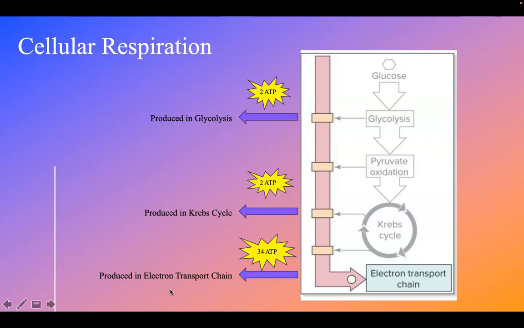We have 2 ATP that are produced in glycolysis per 1 molecule of glucose, 2 ATP produced in the Krebs cycle per 1 molecule of glucose as well, and that same molecule of glucose, once its components have made it to the electron transport chain, will produce a whopping 34 molecules of ATP. So you can see here is that transition step where pyruvate is being transformed into acetyl-CoA so it can be used in the Krebs cycle.